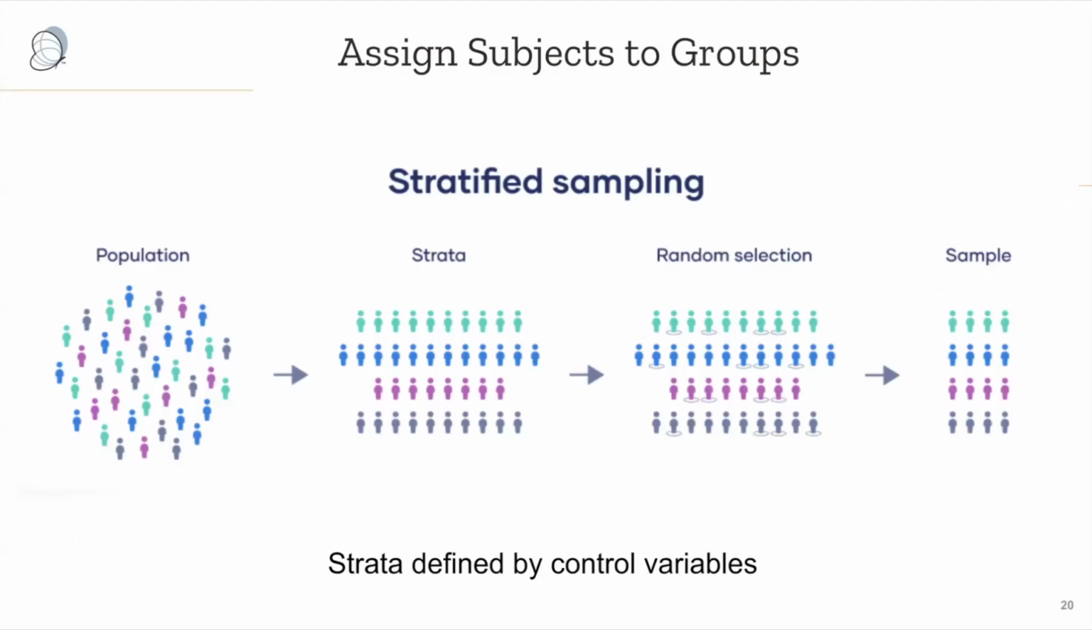Okay, so now I've got my experiment all set up. We have to assign subjects to groups. And in this case, you're going to want to do a thing called stratified sampling. And so remember before we said, hey, we've got different kinds of agents, right?